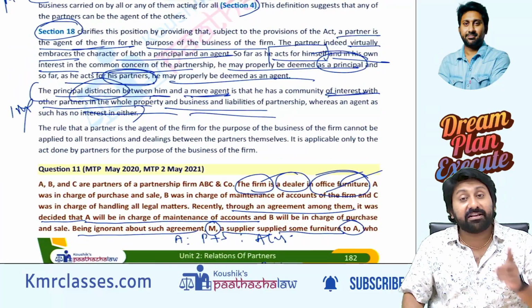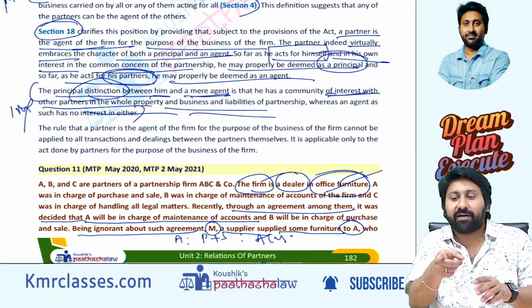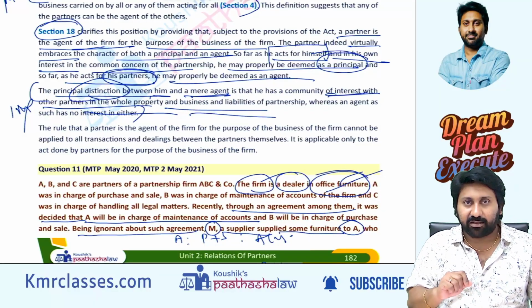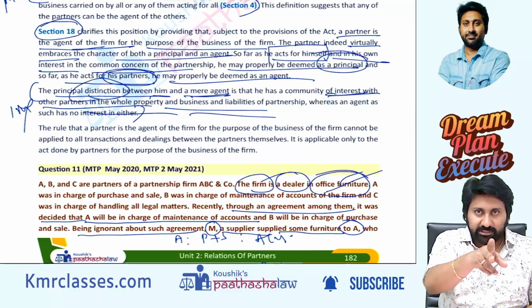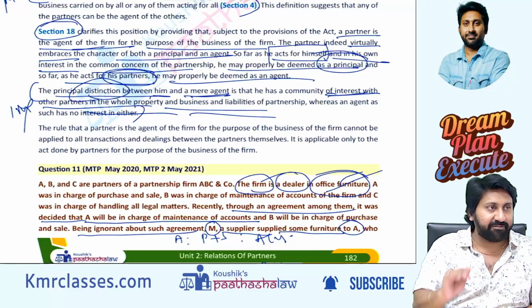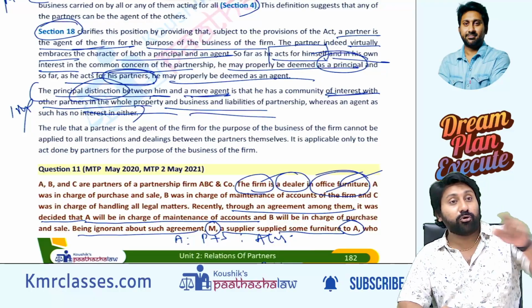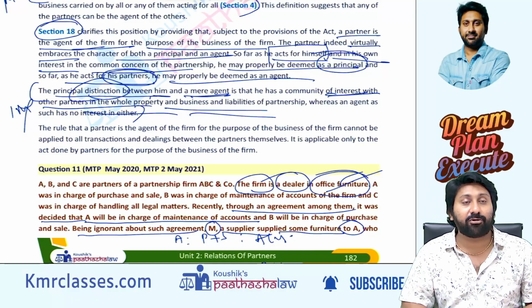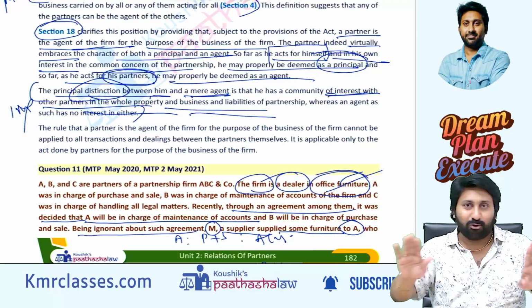Previously, A used to do it. Internally, they changed the role. A is taking care of accounts and B is taking care of purchase and sale. So what happened? They changed the roles. M doesn't know about this. M sold the furniture to A. Later the firm is telling, you sold to A, but A actually doesn't have authority to buy. Therefore the firm is not liable. Go and ask A.